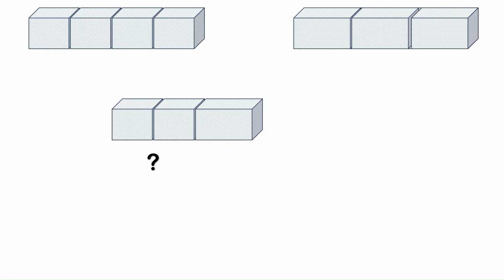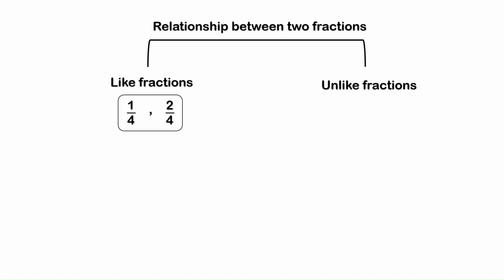So to recap, we have learned how like and unlike describe the relationship between fractions. An example of like fractions would be 1 upon 4 and 2 upon 4. Notice how they share that same denominator. An example of unlike fractions would be 1 upon 4 and 2 upon 8. As you can see, the denominators are not the same.